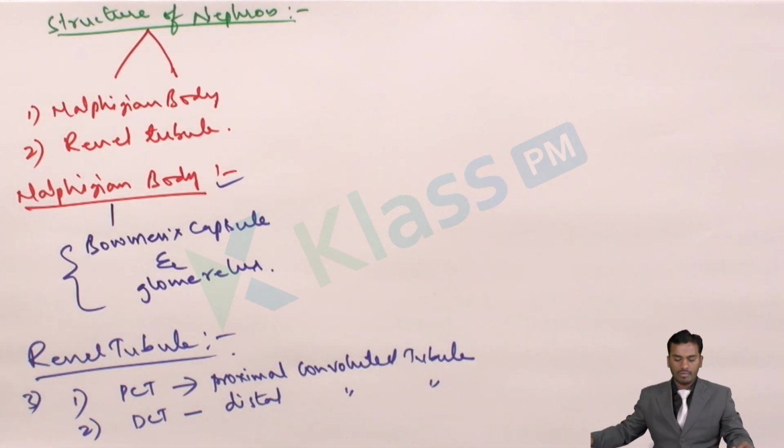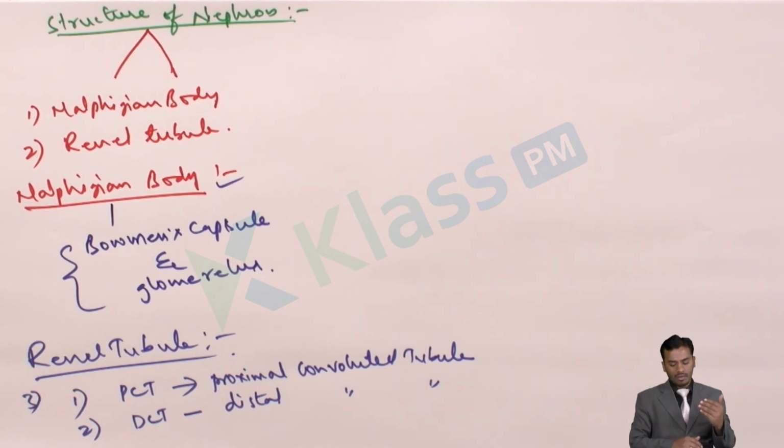So that was the structure of the nephron as well. I think everyone is clear with the nephron. The structure has two parts in the nephron: one is the Malpighian body, and another is the renal tubule. The Malpighian body again has two things, the Bowman's capsule and the glomerulus. And the renal tubule has three sections: one is the PCT, the proximal convoluted tubule, the second is the DCT, the distal convoluted tubule, and the third is the duct which carries the harmful waste and opens into the renal cavity. Next we will be learning about the mechanism of urine formation.